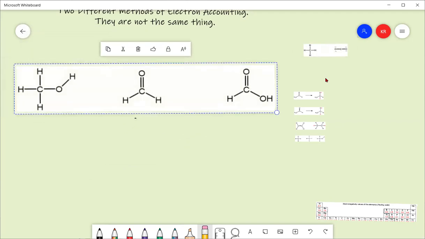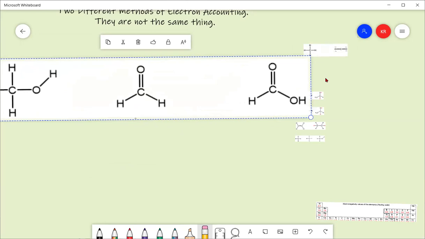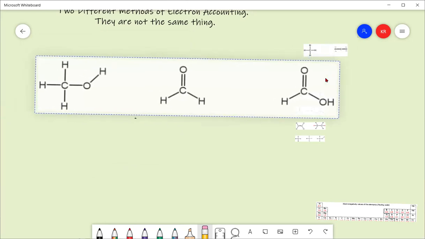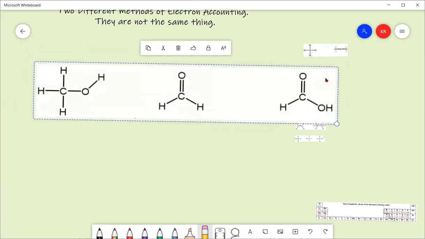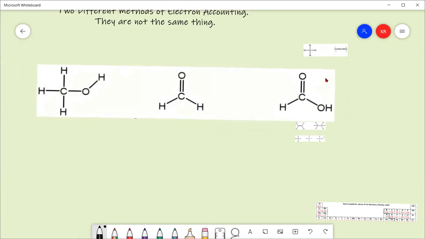All right, so here I have methanol, I have formaldehyde, and I have formic acid. For each of these, if I calculate the formal charge, I'll let you go ahead and do that. But the formal charge would come out to be 0 for all of these, all right? But my oxidation state is not the same.